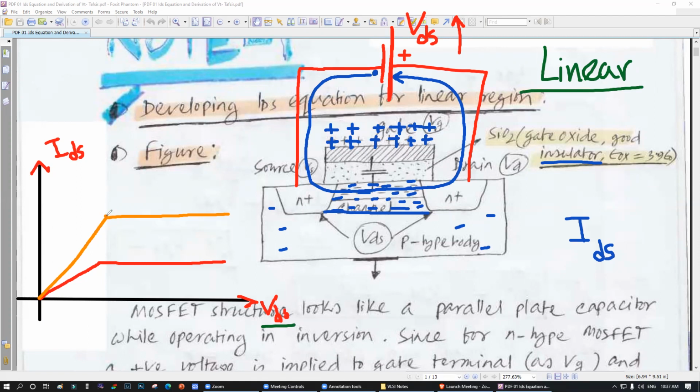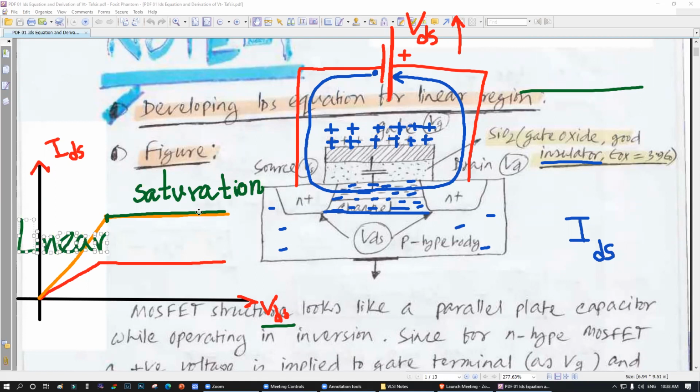After the linear region, from that point, current is not increasing. That means the current becomes saturated. This region is called what? It is called the saturation region. Got my point? Before, it was called the linear region. Now the upper one is called the saturation region.